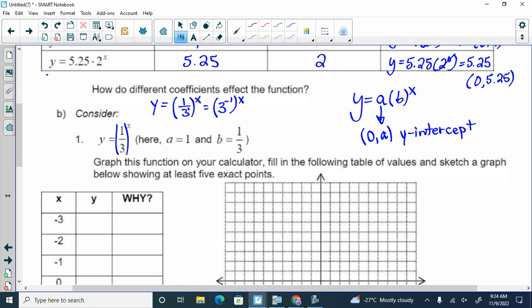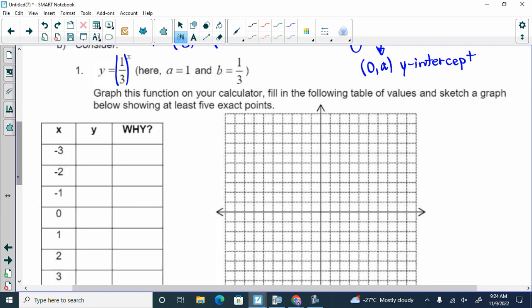All right, so let's look at this one. If I go to do y equals 1/3 to the x and I fill it in, I'm going to get 1/3 to the -3, which is actually 3 to the 3, which is 27. And then 1/3 to the -2 is actually 3 to the 2, which is 9. 1/3 to the -1 just causes the fraction to flip, so I get 3. 1/3 to the 0.